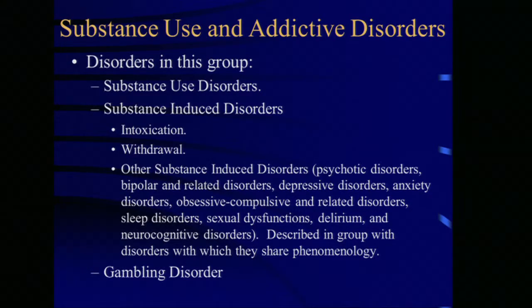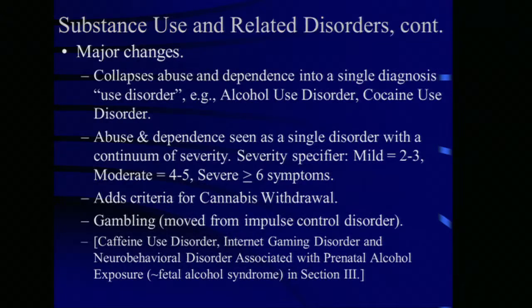Now, addictive disorders, substance use and addictive disorders. Here's what's in here. Notice gambling has been moved into this section. There was a proposal to have internet gaming disorder and fetal alcohol syndrome. They didn't make it in there, and they're in section 3. Caffeine use disorder, internet gaming, and neurobehavioral disorder associated with prenatal alcohol exposure, FAS in other words, are all in section 3. The big thing is that they collapsed abuse and dependence into a single diagnosis of use disorder.